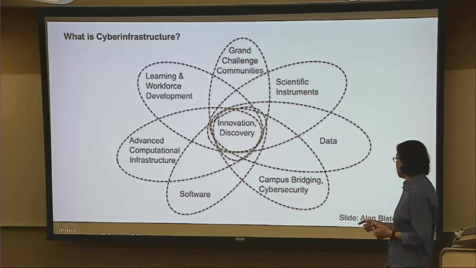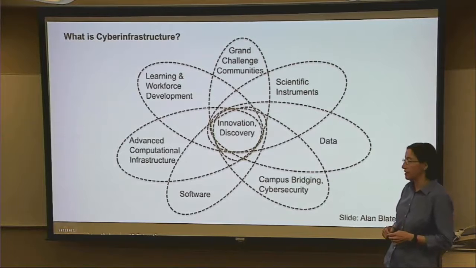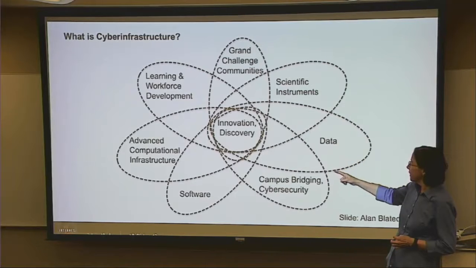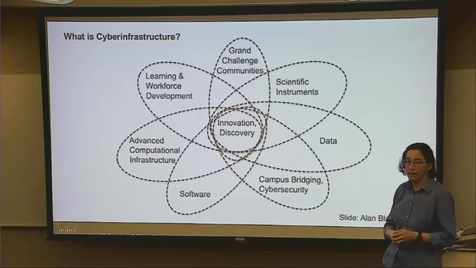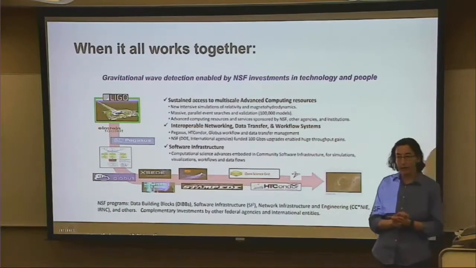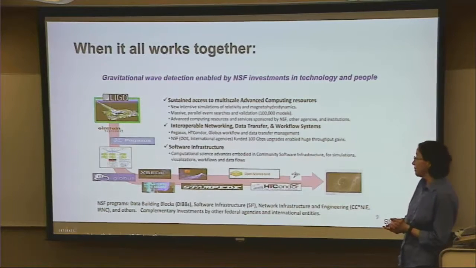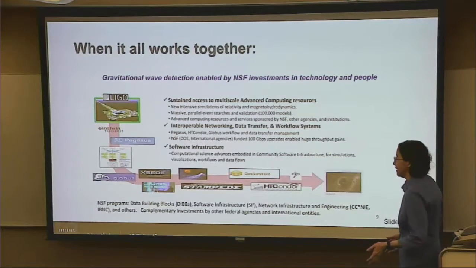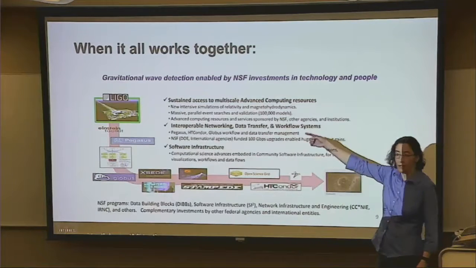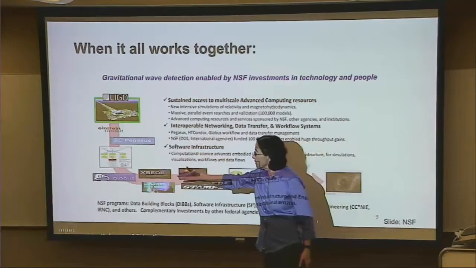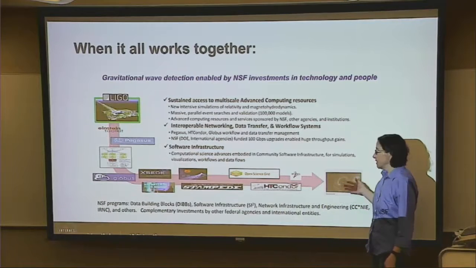So this is a slide I stole from Alan Blatecki when he was at NSF. And we're working on better pictures, but the thing to remember here is that each one of those ovals is huge, has lots of things in it. But then this is one of my favorite pictures on what happens when you have all these things working together. We've talked a lot about actual code and optimization and HPC, which are in this picture, but LIGO, the gravitational wave discovery: look at all the cyber infrastructure components that had to come together to make that work.